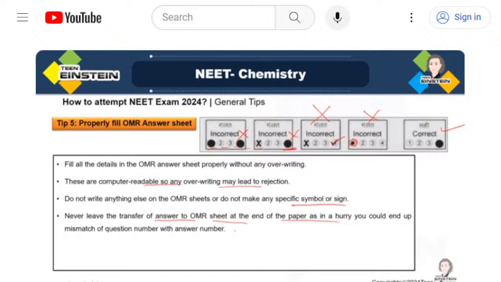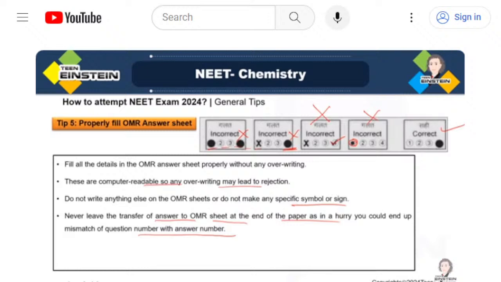But you should not do it, because if you leave the answer in the rough sheet and do not put it directly in the OMR sheet, then when you are in a hurry and time is already running, you could end up mismatching the question number with the answer number. Suppose answer number 8 you put on 10, or 10 you put on 8. Even after giving the correct answer, if you make this mistake, it will not be good for you. So that is why, don't do this.